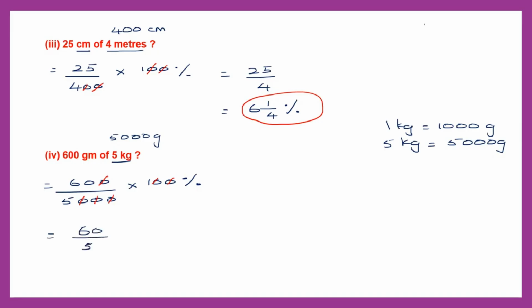And so now let's divide 60 by 5. We know that 12 5s are 60. So 60 divided by 5 is 12. And since we're converting to percent, we need to put the percentage sign. So this is our final answer for question 4.